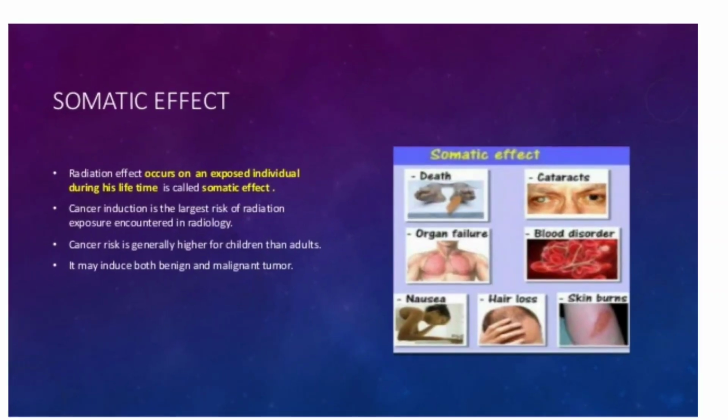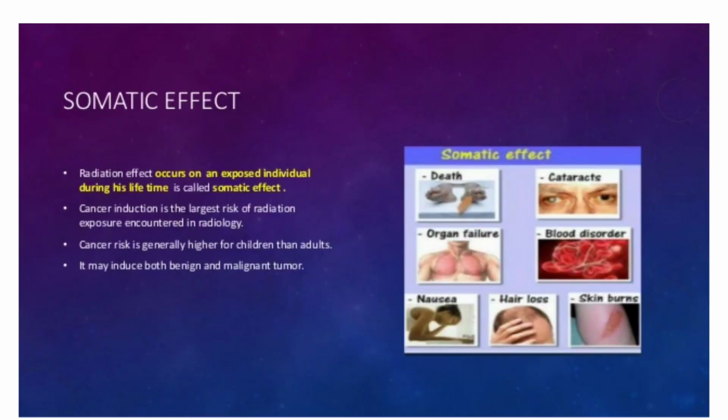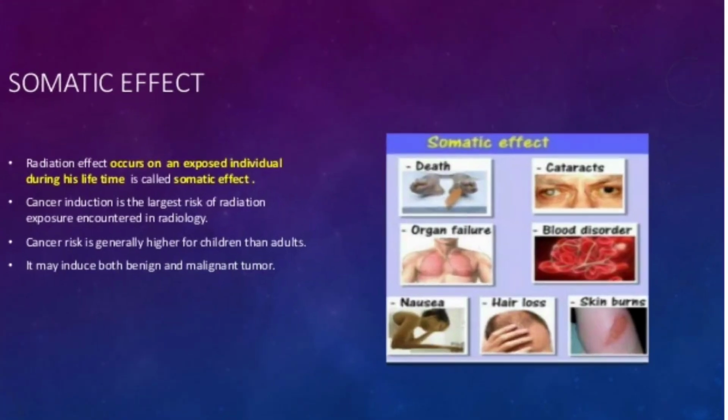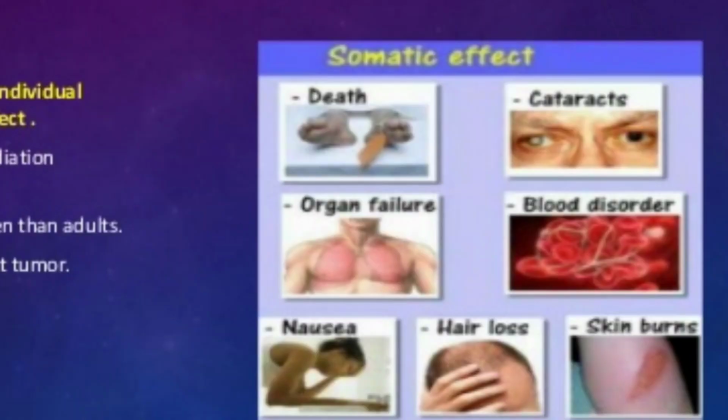So somatic means the radiation effect occurs on an exposed individual during his lifetime, that is called somatic effect. Cancer induction is the largest risk of radiation exposure encountered in radiology. Cancer risk is generally higher for children than adults. It may induce both benign and malignant tumors. So that will cause death, cataract, organ failure, blood disorders, nausea, hair loss and skin burns.